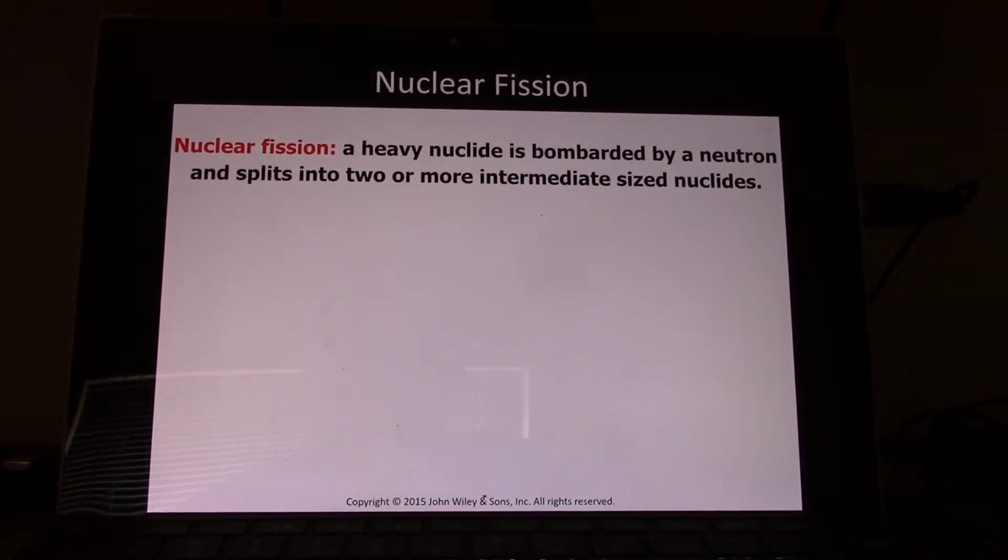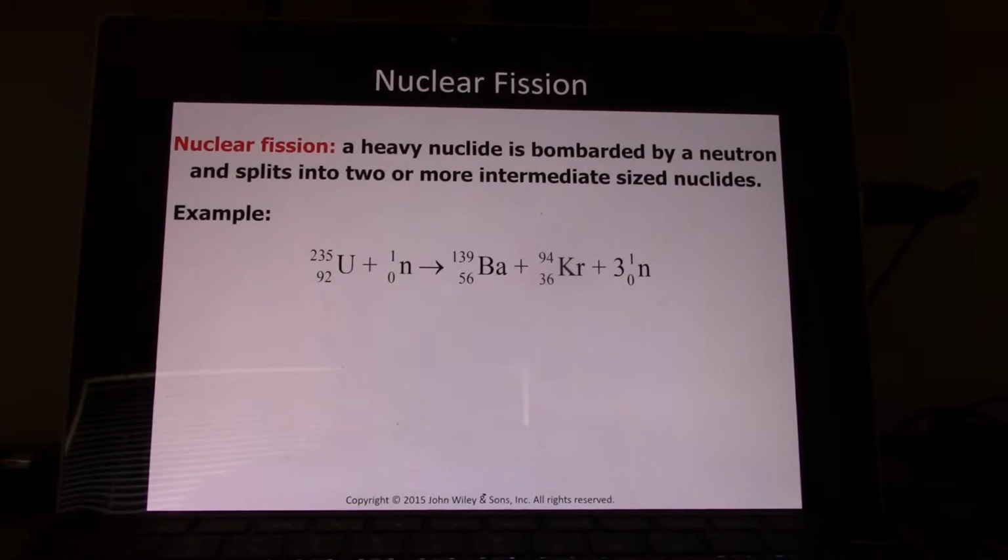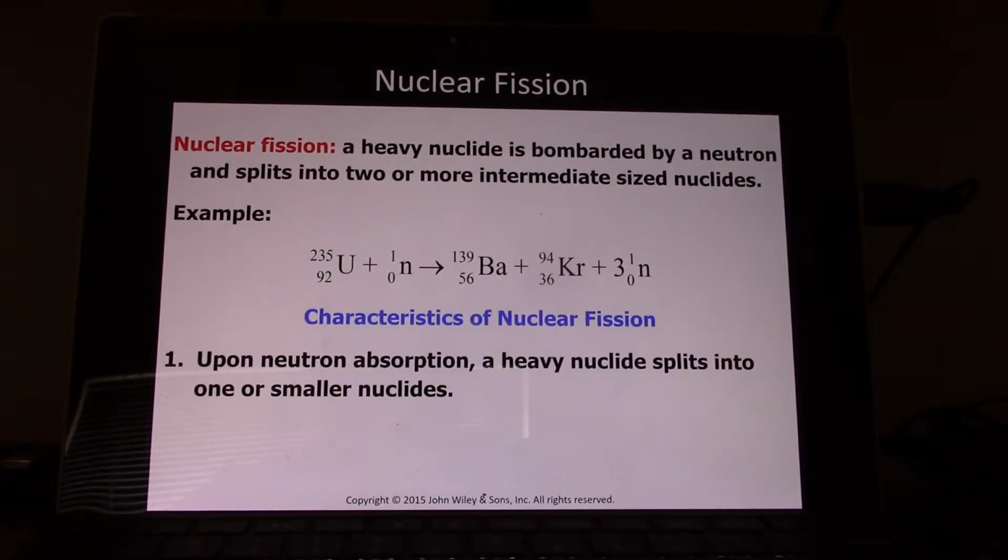Nuclear fission is when a heavy nuclide is bombarded by a neutron and splits into 2 or more intermediate-sized nuclides. Here we see uranium-235. When a slow neutron strikes it, it breaks apart. And this is how the atomic bomb was first made.